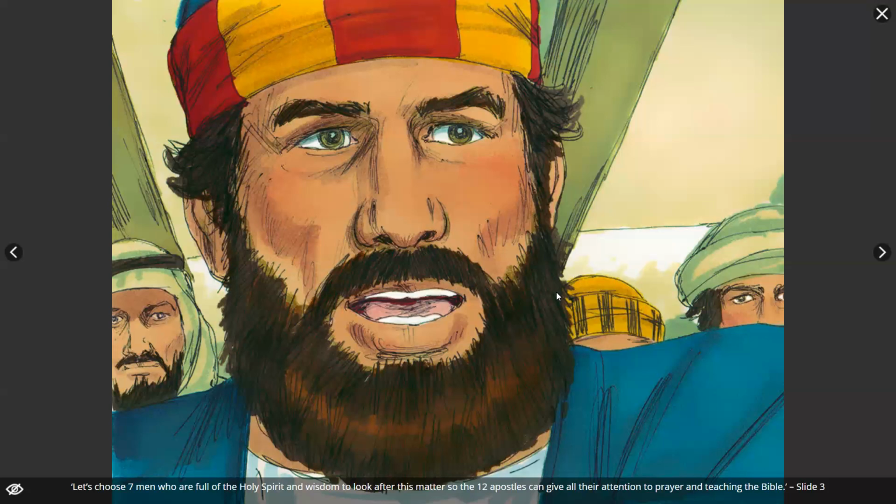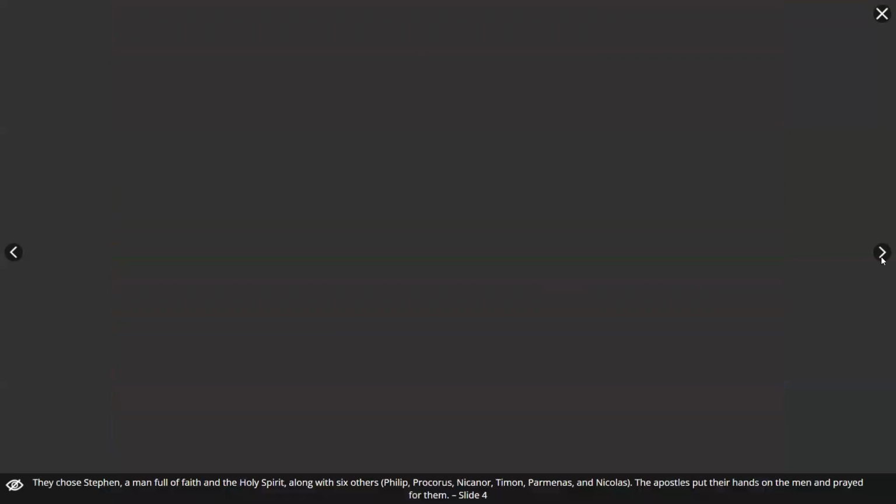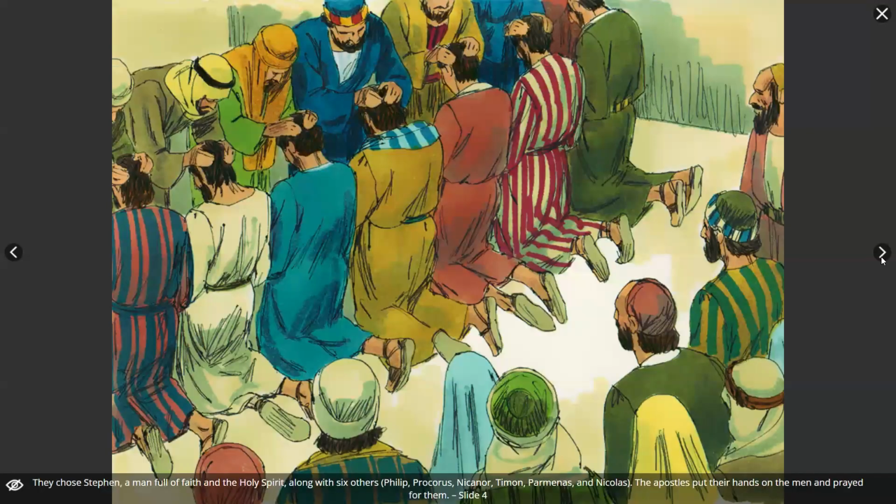If I'm not wrong, didn't they have to be there since the beginning? No, we're not talking about choosing the 12th apostle. We're talking about choosing 7 helpers to help with the distribution of food. So don't mix up the stories. One thing, do not mix up the stories. All right, the next slide.